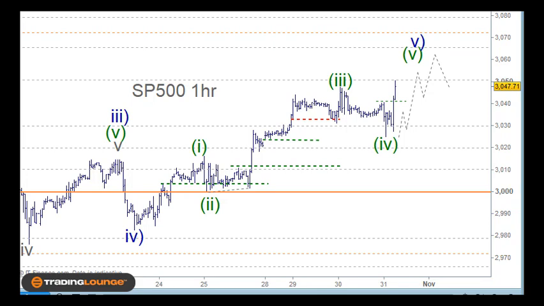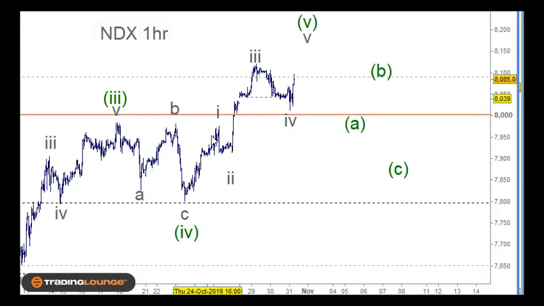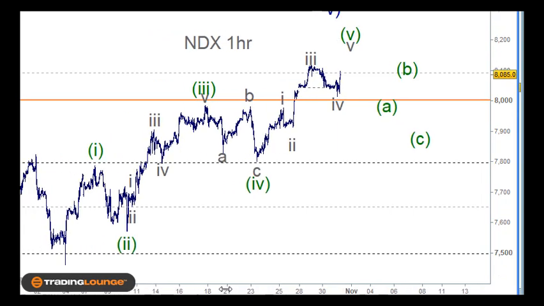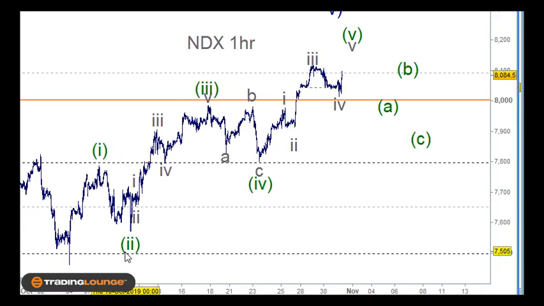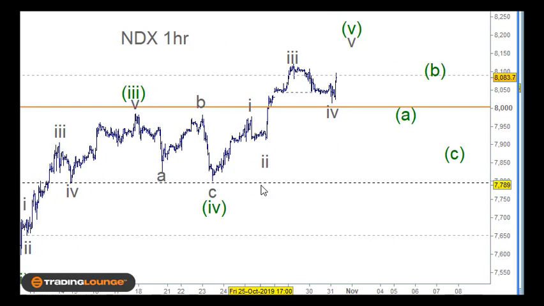So the Nasdaq is the same. I've just got it 1 degree smaller, but 1 and 2 and 3, ABC for 4 here, and wave 1 and 2 here. Wave 3, we're looking for wave 4 to pull back to the wave 4 of 1 lesser degree, and then wave 5 to the upside.